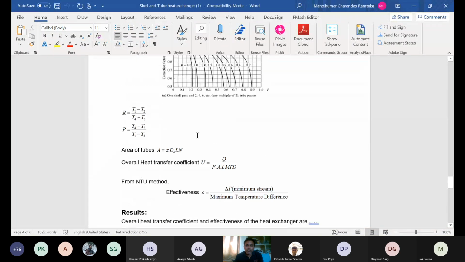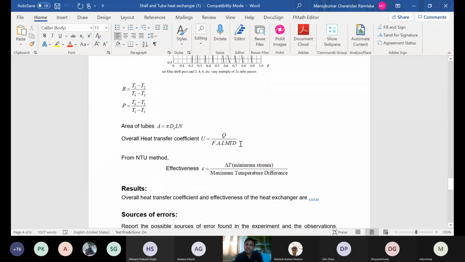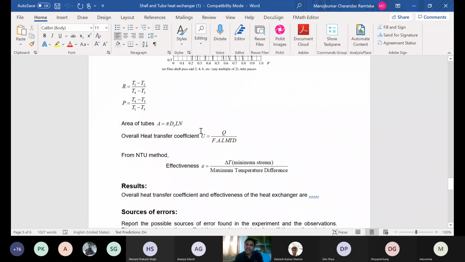So you can use this equation. In this equation, everything is known. You know the area, you know the F factor, you know the LMTD, you also know Q. You can find out the overall heat transfer coefficient. Is it clear to everyone? Yes, sir, it is.